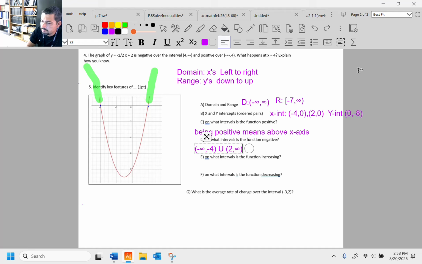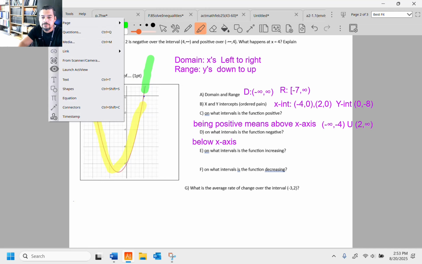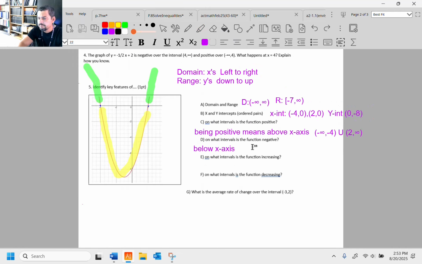All right, on what intervals is the function increasing? Oh, that's in the wrong spot. That needs to go up here. I completely missed this one. On what intervals is the function negative? That means I am below the x-axis. And that is going to be this. Hopefully you can see that this starts happening when x is just to the right of -4, and it stops when x is just to the left of +2. So it's an easy interval to write, from -4 all the way to 2.